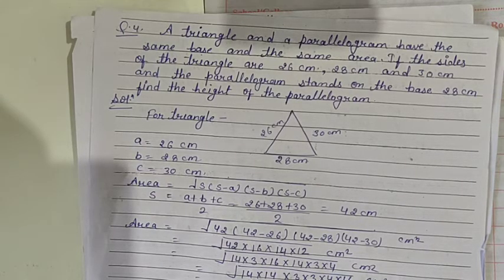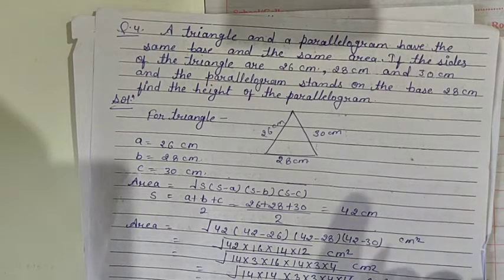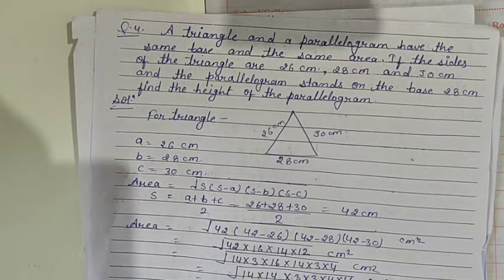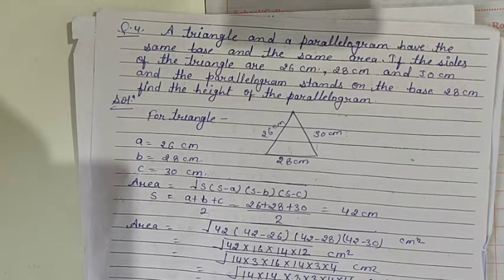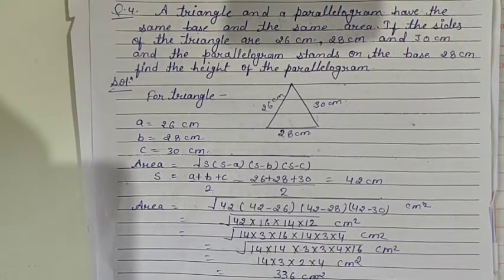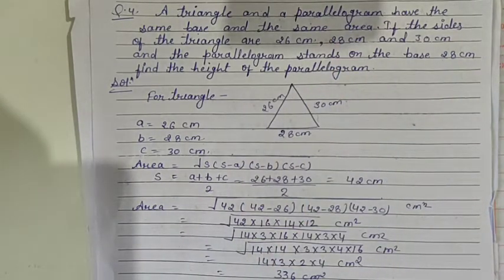And what is area of parallelogram? That is equal to base into height, and base is given as 28 cm and we have to find its height. So base into height equals area, and area will be equal to area of triangle. So height is equal to area upon base. So firstly we will find area of triangle, and area of triangle is equal to area of parallelogram. This is given in the question.